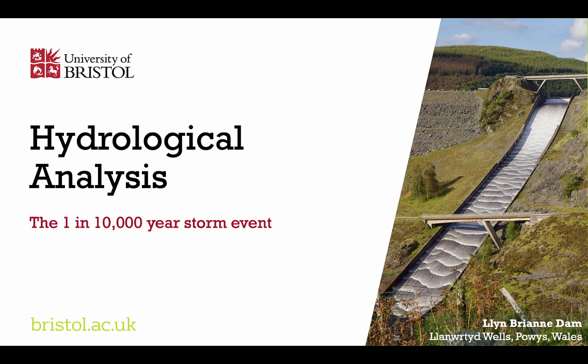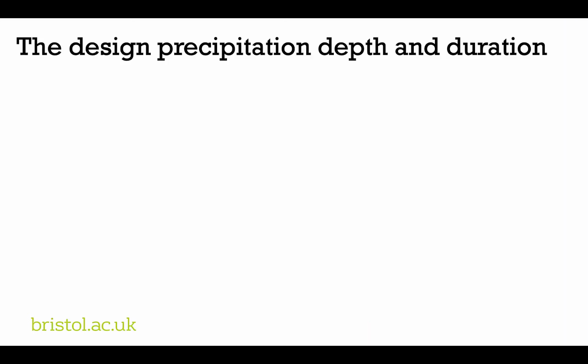So now that we have our unit hydrograph, the next thing that we need to focus our attention on is what the precipitation total for the 1 in 10,000 year storm event would be. And that's the key design criterion for your high flow scenario. It's the 1 in 10,000 year storm event for your dam catchment. So, how do we identify the design precipitation depth and its duration for that period?